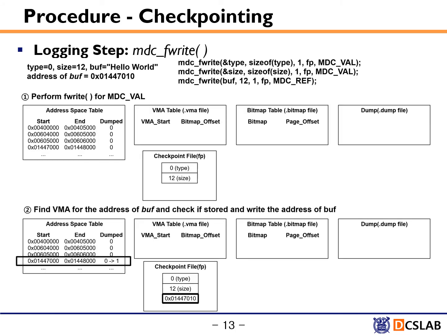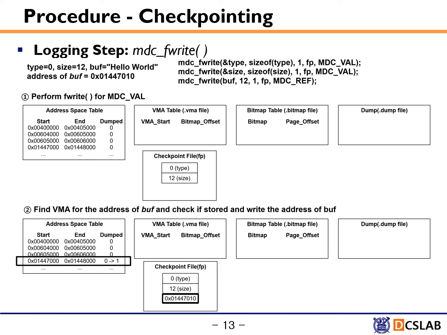For the logging step, let me show an example. Let's assume that we have a memory buffer that contains a string object "hello world" whose type is 0 and size is 12. Let's say the address of the object is 1447010 in hexadecimal.